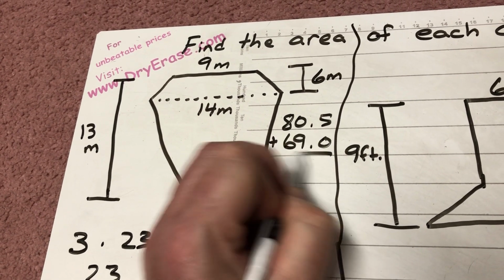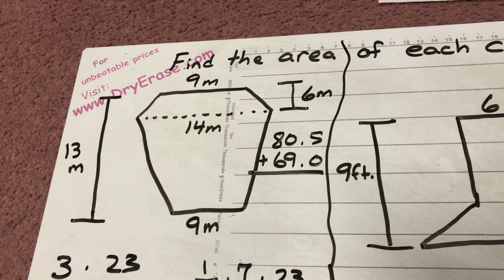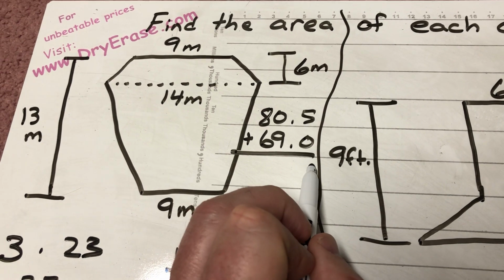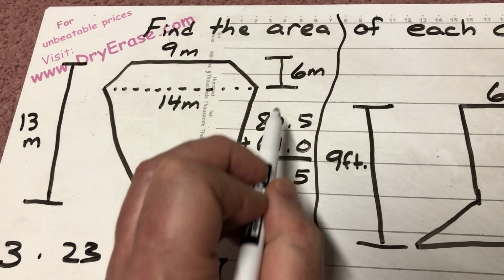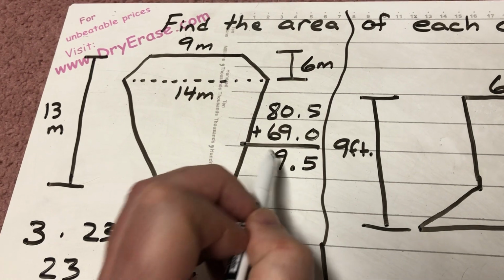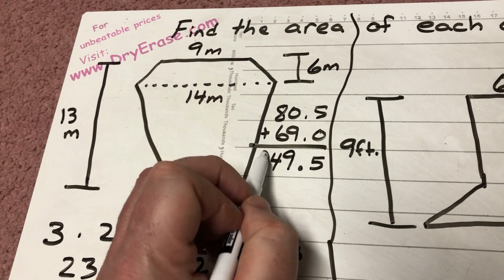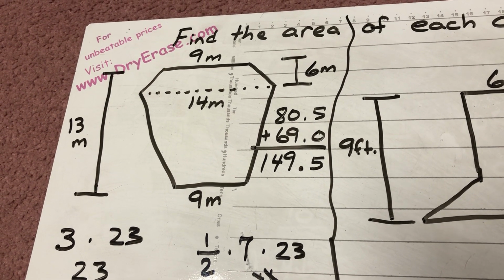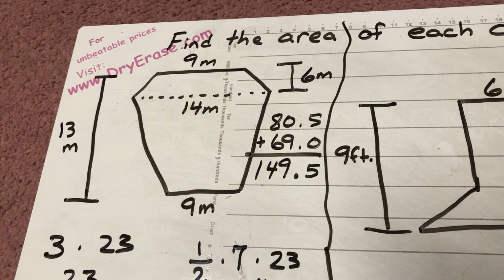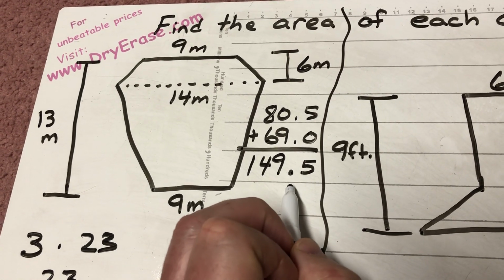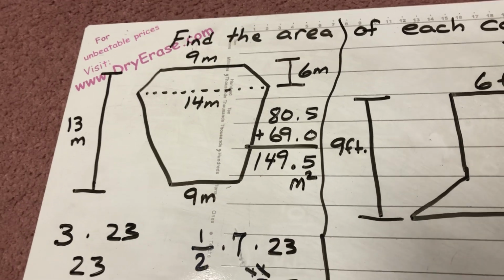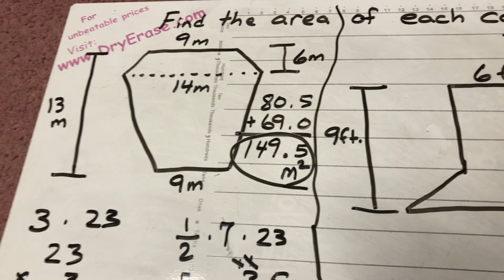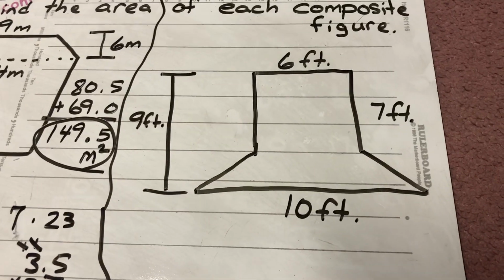Remember, I can make that 69, 69.0, because decimals always have to be lined up. 5 plus 0 is 5. Drop the decimal straight down. 0 plus 9 is 9. 8 plus 6 is 14. I get 149 and 5/10. And so my final answer is 149 and 5/10 meters squared. And that is my final answer. All right, well, we got one more to look at.